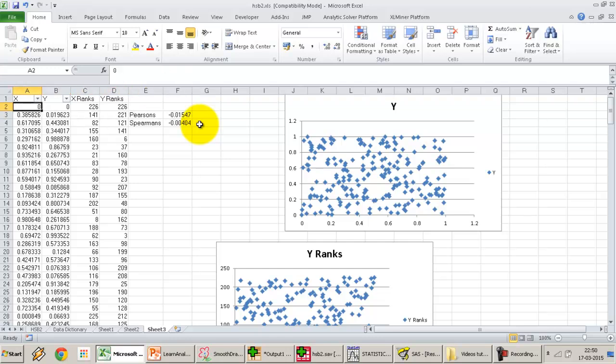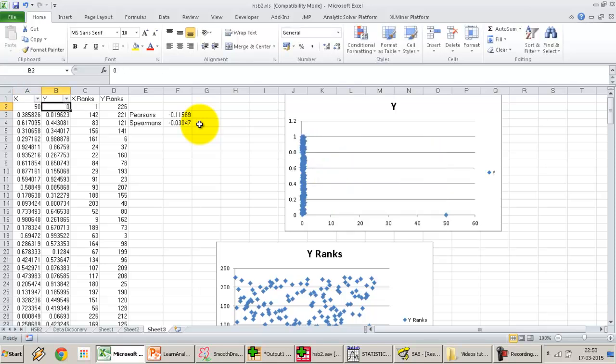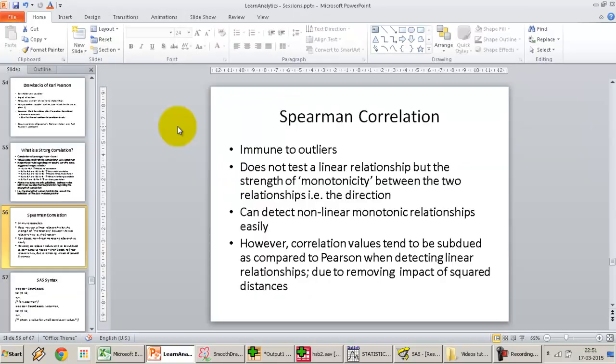But if there's an outlier, let's say a value of 50 and 50 over here, that's one outlier, and I get a Pearson's coefficient of almost 0.99, a perfect linear relationship. That's what Pearson is telling me, and that is all because of the presence of this one extreme outlier. There is practically no impact on Spearman. So Spearman's correlation coefficient is effectively immune to outliers.